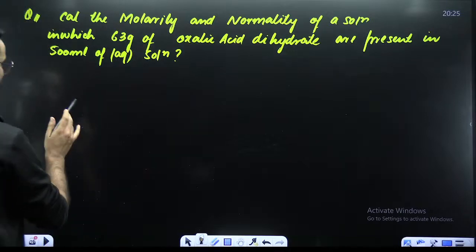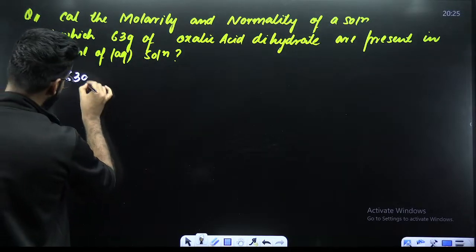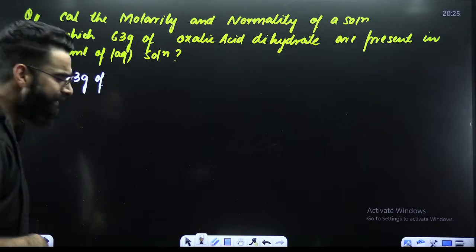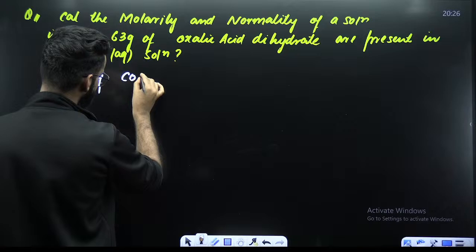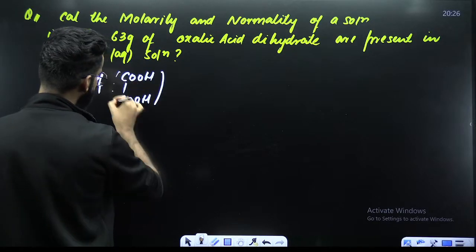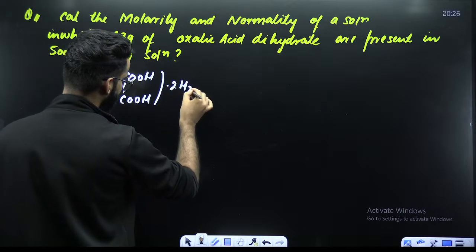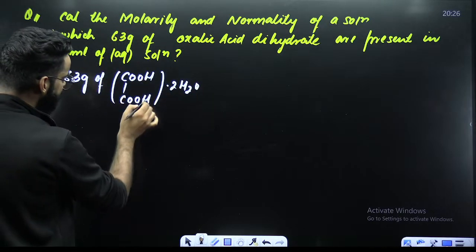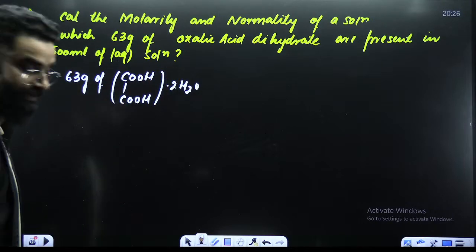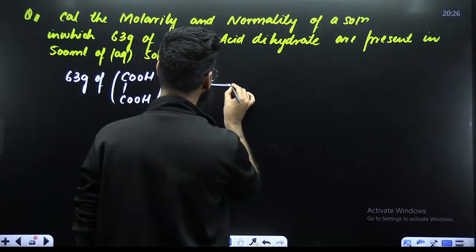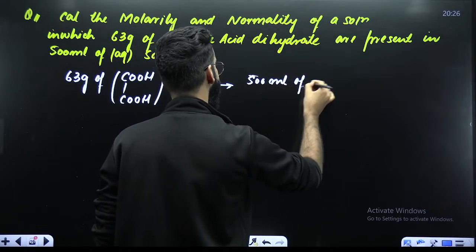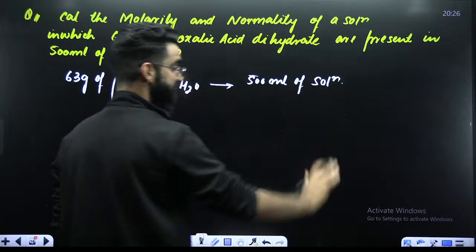Now, in the question, they have mentioned one thing. 63 grams of what? Of oxalic acid dihydrate. What is oxalic acid dihydrate? It is COOH, 2 times water. It will basically be C2H2O4 dot 2 times water. This is your oxalic acid dihydrate. Now, 63 grams of oxalic acid dihydrate are present in 500 ml of aqueous solution.